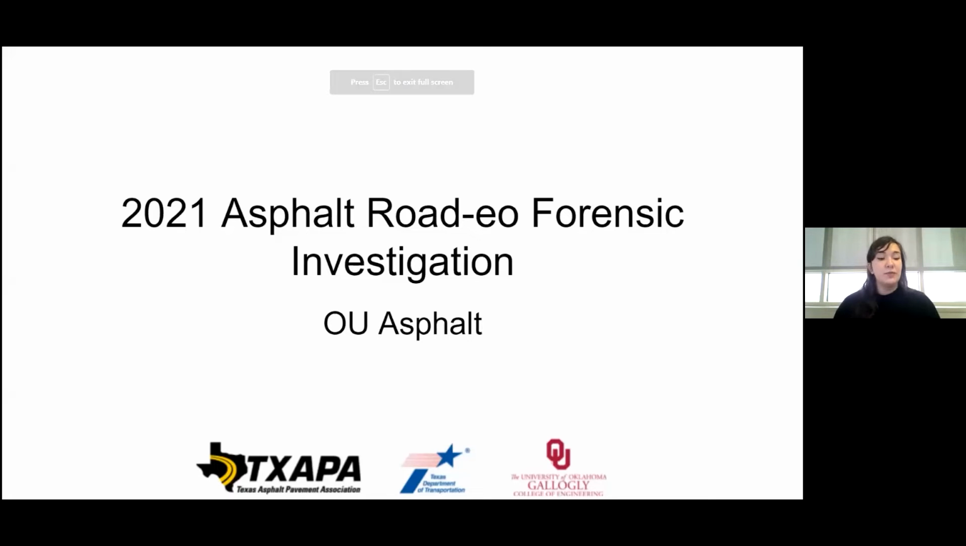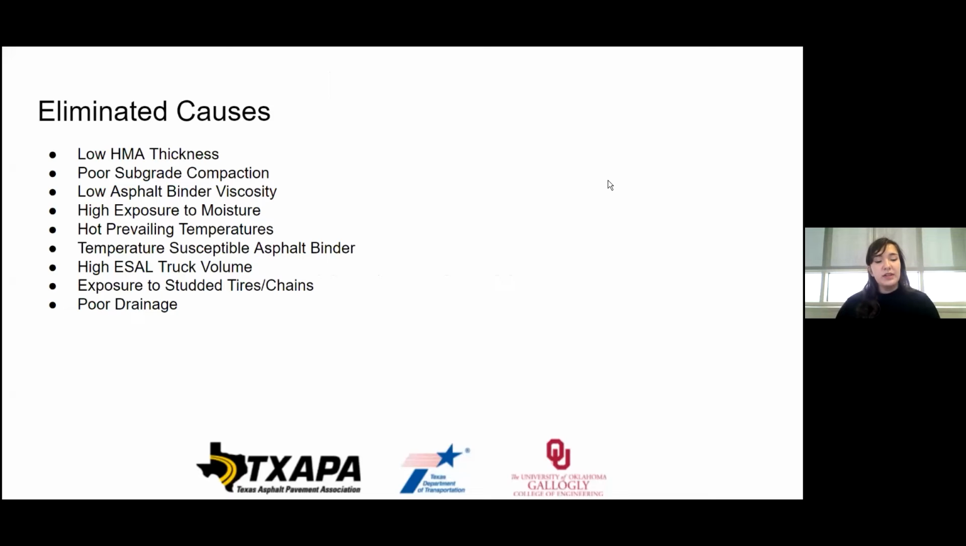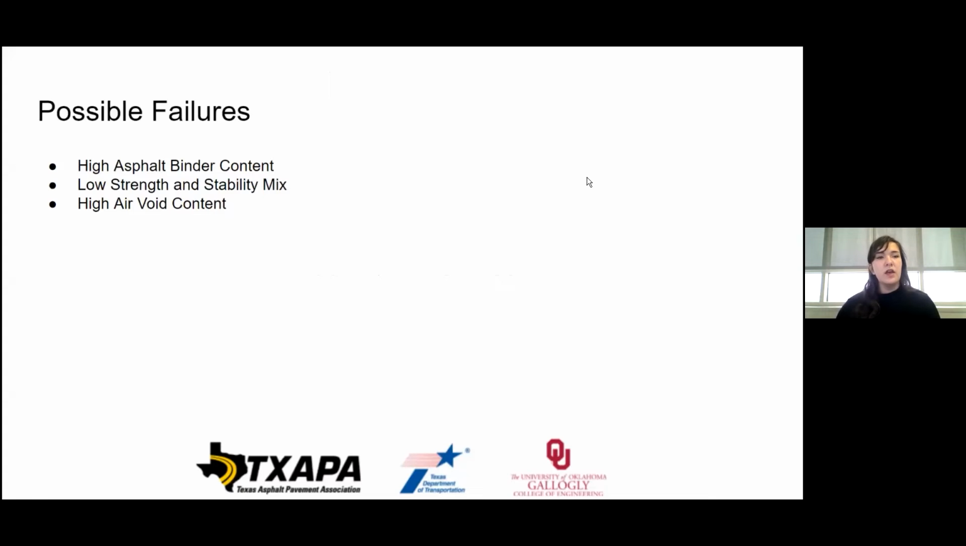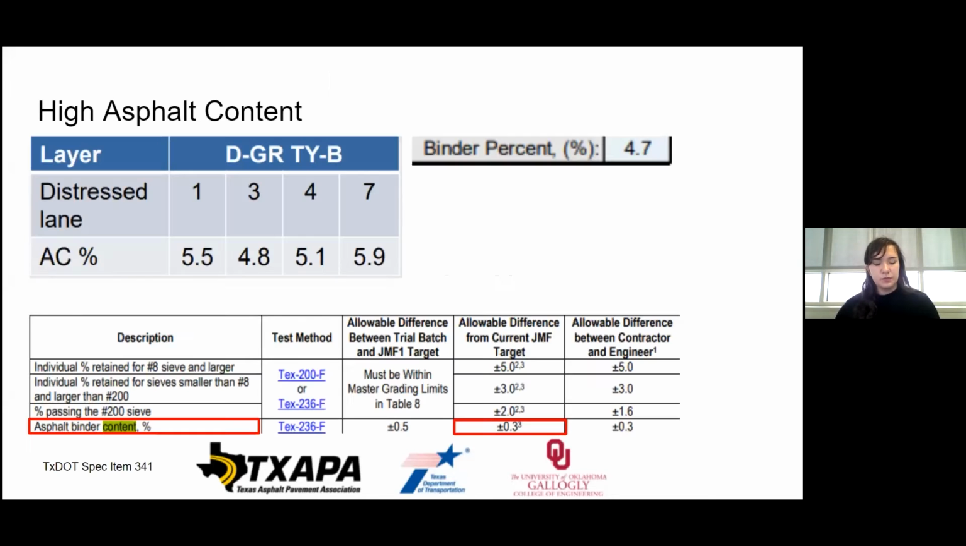All right. I'm Rose Ladd for OU Asphalt. So first, we were able to quickly eliminate the causes listed here through research and analyzing the data we were given. We believe that the rutting occurred due to high asphalt binder content, low strength and stability mix, and a high air void content. Asphalt binder content is allowed to vary plus or minus 0.3% from the design, but 3 of the 4 lanes tested were more than 0.3% higher than the design.